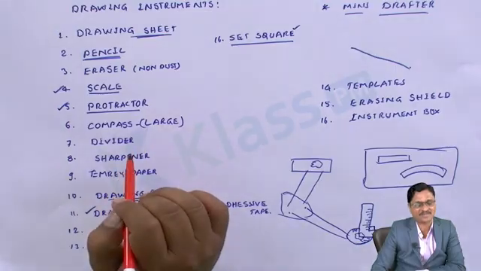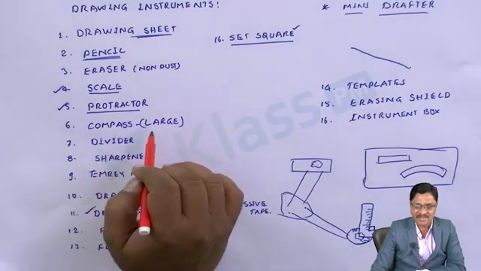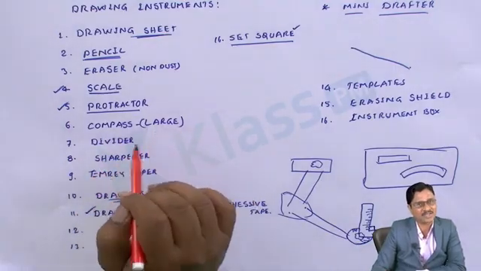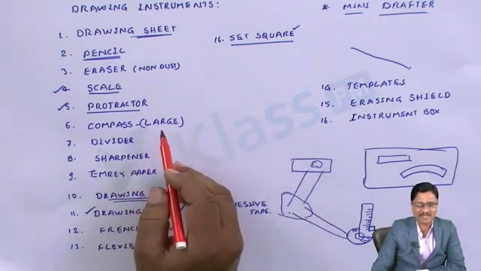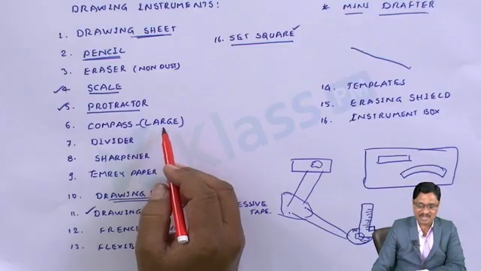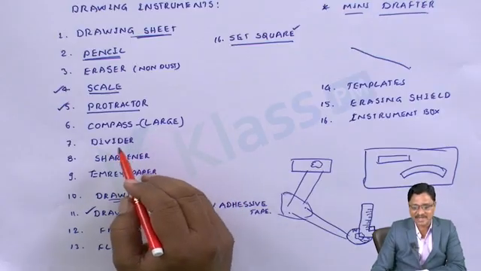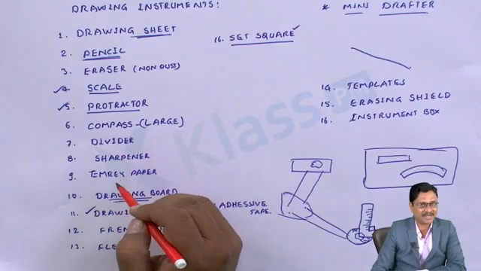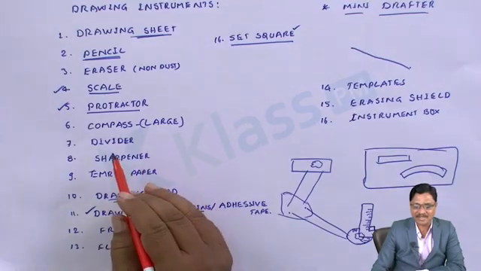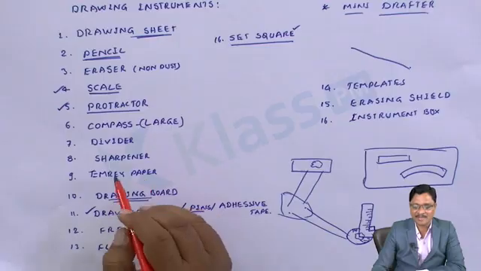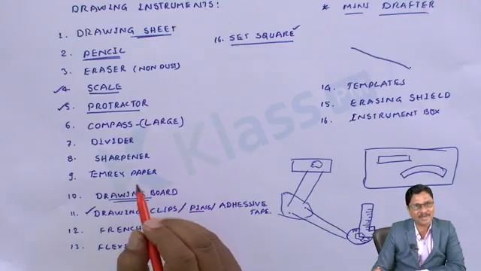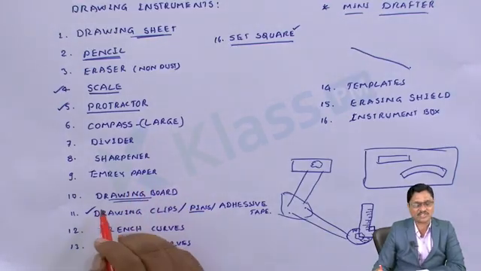The protractor functions for angular measurement. The compass, better to use a large compass so that it can conveniently represent more area of the drawing, larger radius circles. The divider is not directly necessary for our drawing work. For sharpening, whenever the pencil becomes blunt, we can temporarily sharpen it. Only at the point where it becomes blunt, we can resharpen it.